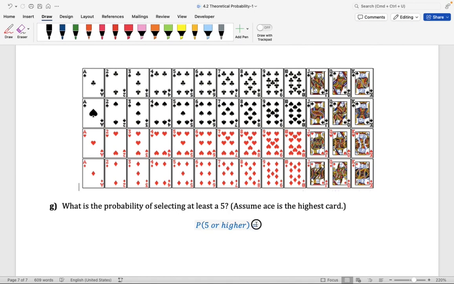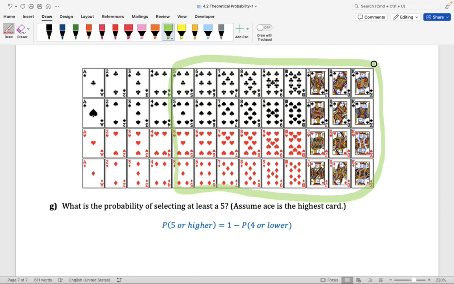So again, I want to emphasize that it is possible to do it another way. We don't have to use the complement rule, but we are going to use the complement rule. Here, the probability of 5 or higher is 1 minus the probability of 4 or lower. Here I'm going to highlight all the outcomes for 5 or higher. We're also going to include all the ace cards. And so those are all the outcomes where we have a 5 or higher.